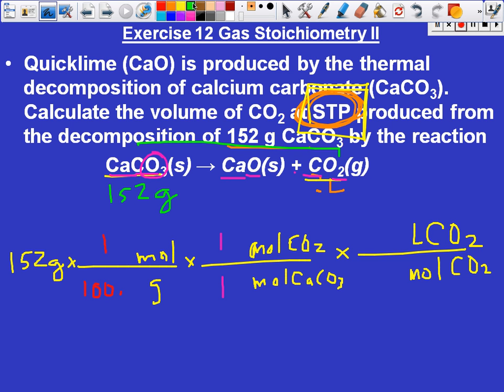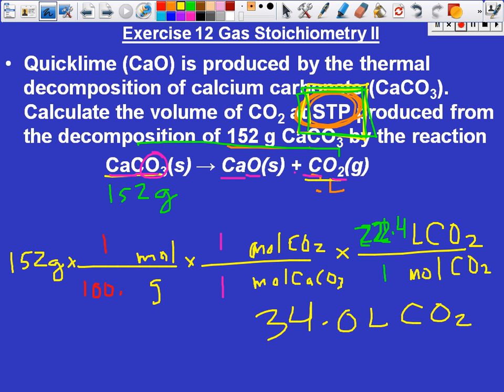And why are we allowed to do that? Again, this is the relationship you have to know. In 1 mole, we have 22.4 liters. Again, 1 mole, we have 22.4 liters of carbon dioxide. So if you run through this calculation, you will determine that the answer is 34.0 liters of carbon dioxide. Again, hopefully this is making sense. Hopefully you're kind of understanding it. It's not too difficult. It's a very simple way to approach some of these questions.